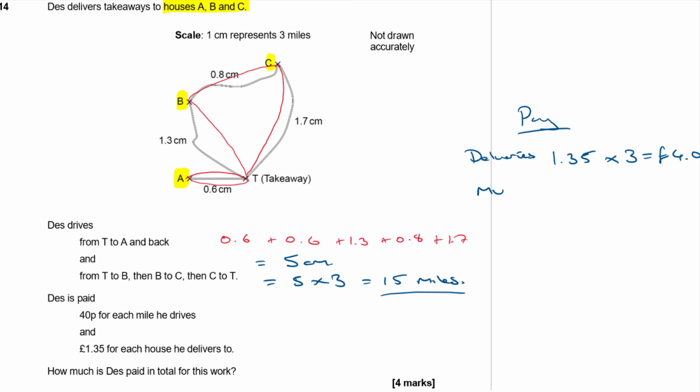And then for the miles, he gets 40p for each mile. So that's 40 pence times the 5 miles that he drove or cycled. I don't know what he's on. So 0.4 times 5 comes to £2. So the total amount he got was £6.05. All in all, he earned a rather paltry £6.05. Not a lot, is it?